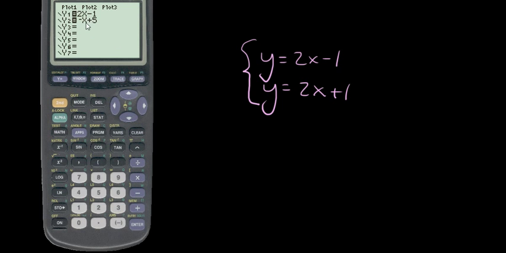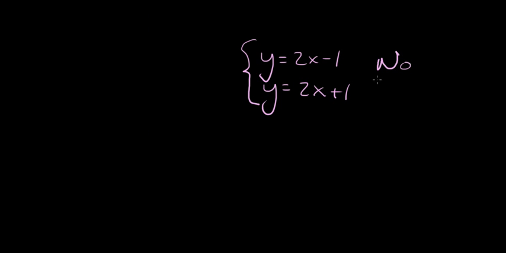2x minus 1. And down here, I'm just going to click down here and put a 2 instead of the x, plus 1. And it's not really difficult to figure out what you're going to get. You're going to get two parallel lines. One of them passes through the y-axis at positive 1. One passes through the y-axis at negative 1. They're parallel. So what does that mean? That means, real simply, no solution, because there's no point at which these two lines intersect. Okay? Let's try one more.